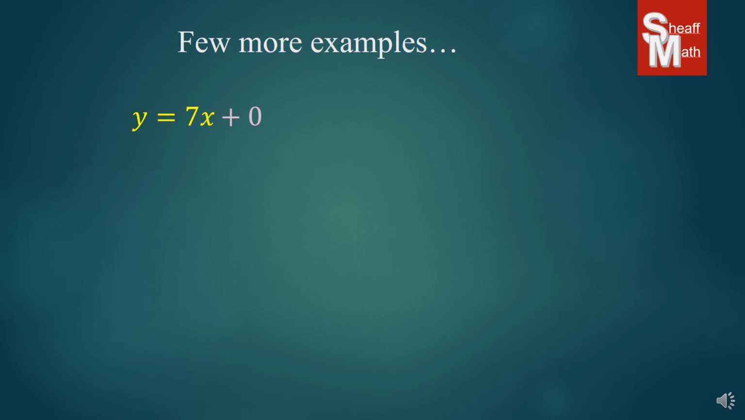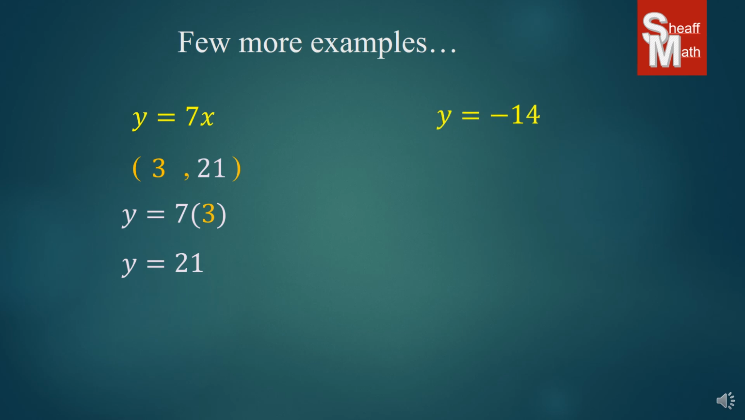But many of them don't have the number at the end, and so all you have to do is pick a number and put it in for the x. I'm going to pick 3. So 7 times 3 is 21, and there it is. So that's really, really easy.